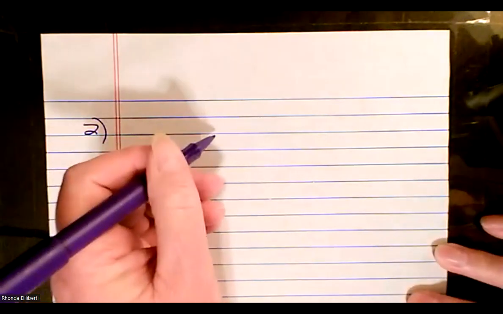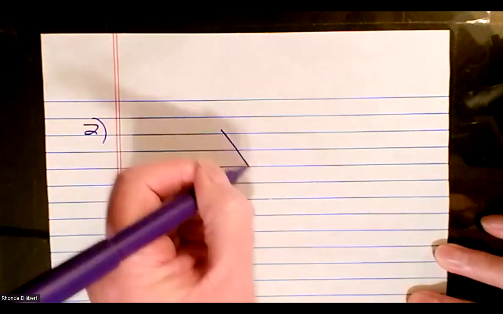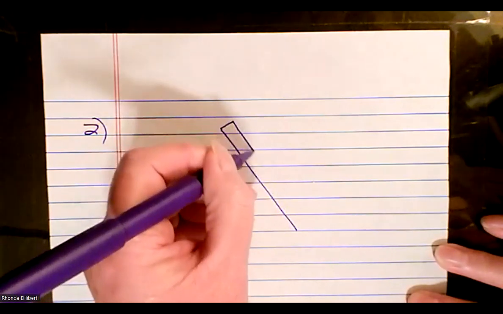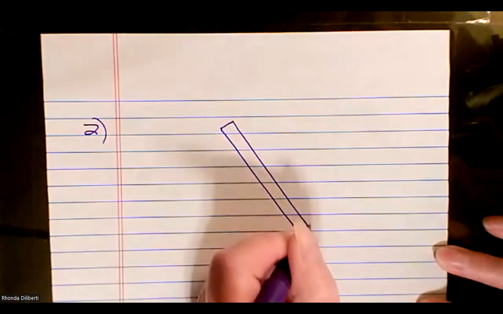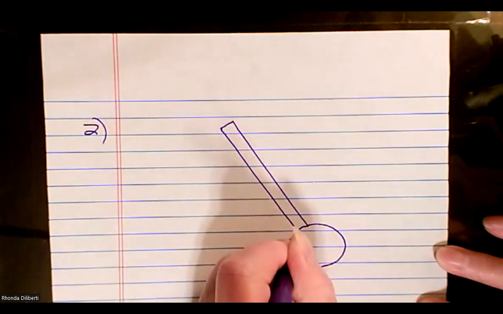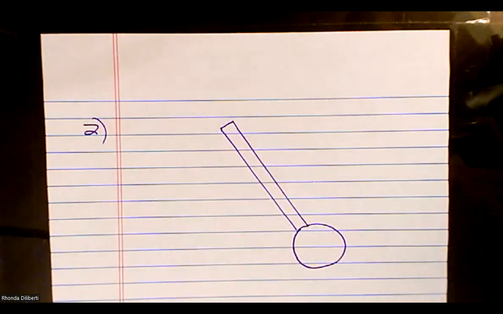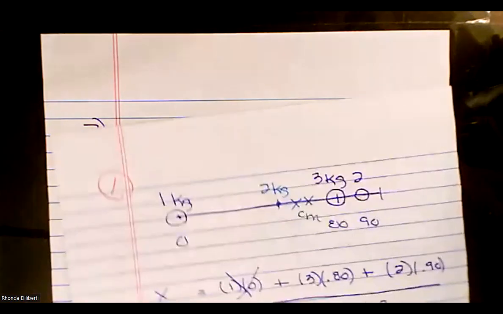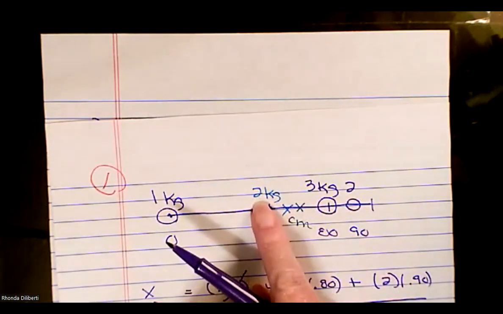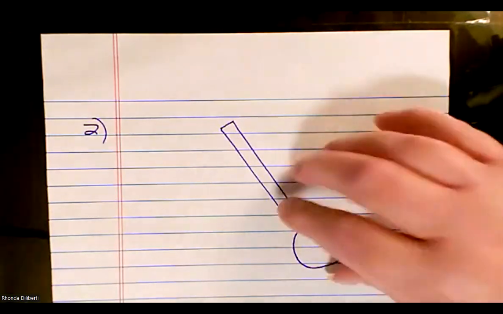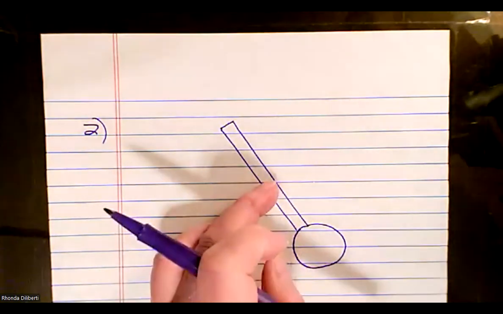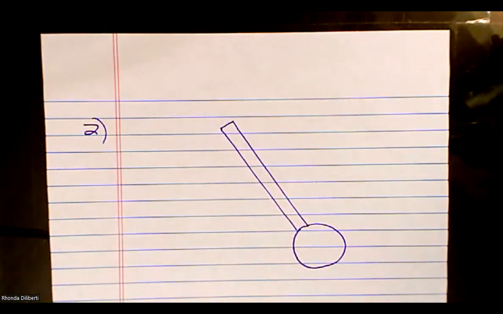So number 2 is a picture of a pendulum. I'm going to draw my picture a little bit bigger here on my paper. A pendulum is made up of a rod and a sphere or a disc on the end. Here I had 1, 2, 3, plus the meter stick, 4 objects. Here I only have 2 objects, a meter stick and the sphere, and I can see that they are in a straight line.